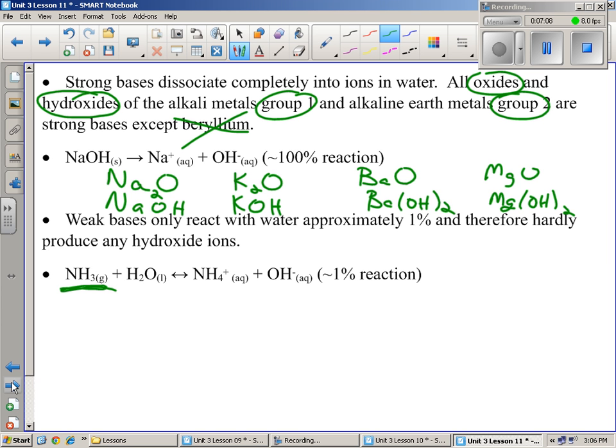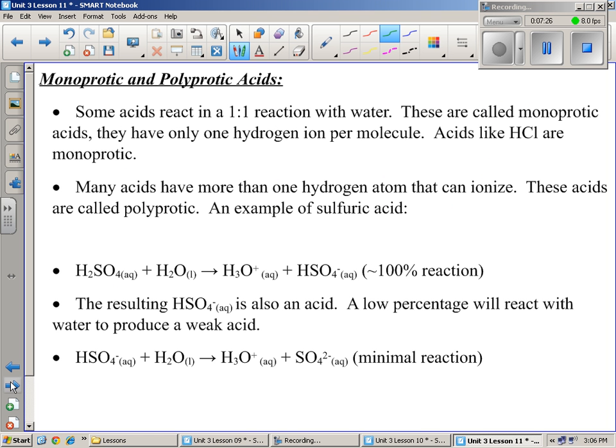Once again, you'll notice that only about 1% actually turn into ions. Okay, NH4 plus and OH minus. So not very much. Okay, good. That is your list of 6 strong acids and your strong bases. Make sure you know those. Okay. Real quick, we're not going to spend a lot of time on this.